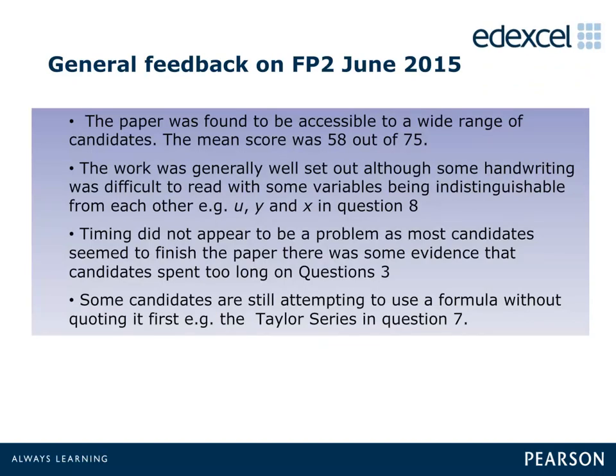The paper was found to be accessible to a wide range of candidates. The mean score was 58 out of 75. The work was generally well set out, although some handwriting was difficult to read, with some variables being indistinguishable from each other, for example, U, Y and X in question 8. Timing did not appear to be a problem as most candidates seemed to finish the paper. There was some evidence that candidates spent too long on question 3.